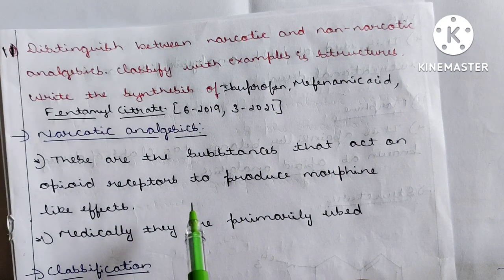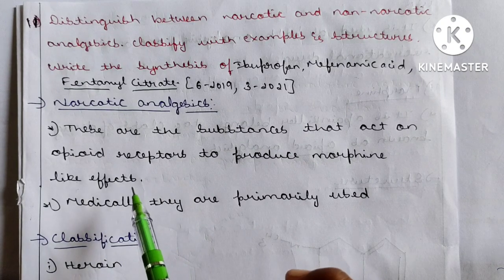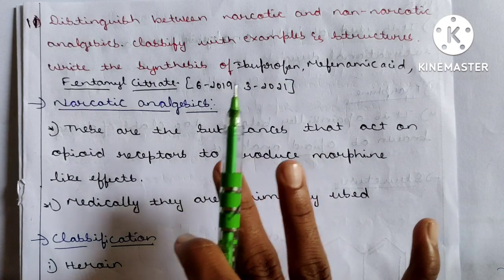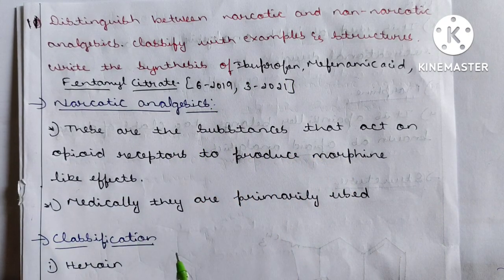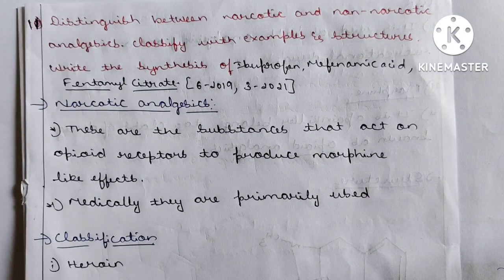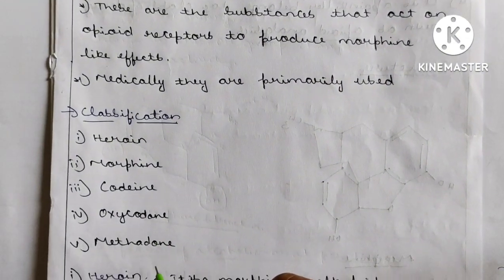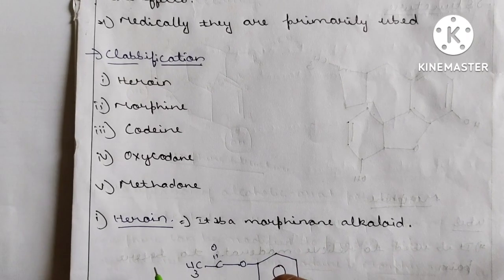First one, narcotics. What are these narcotics? These are the substances that act on opioid receptors to produce morphine-like effects. Okay, they will induce their action and reduce the pain. Medically, they are primarily used to reduce pain. Heroin, morphine, codeine, oxycodone, methadone. These all are examples.